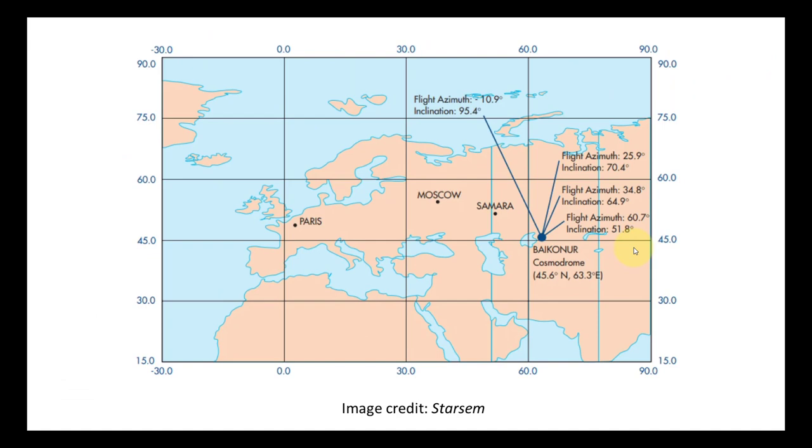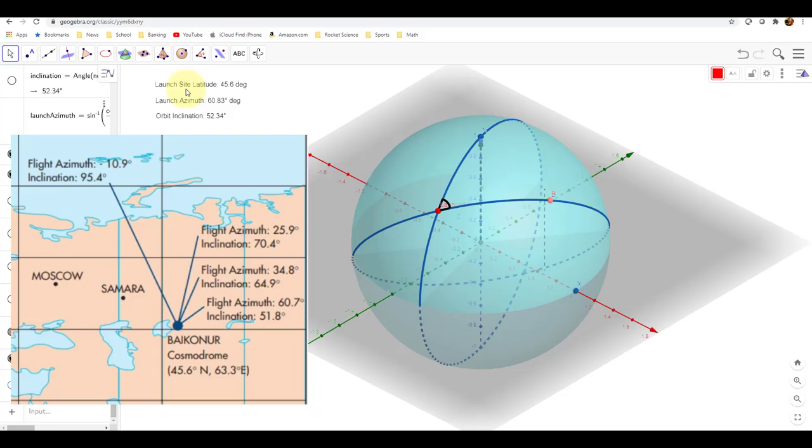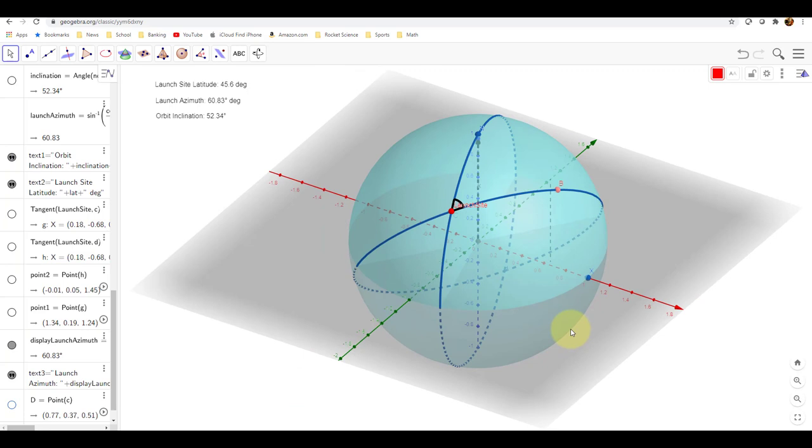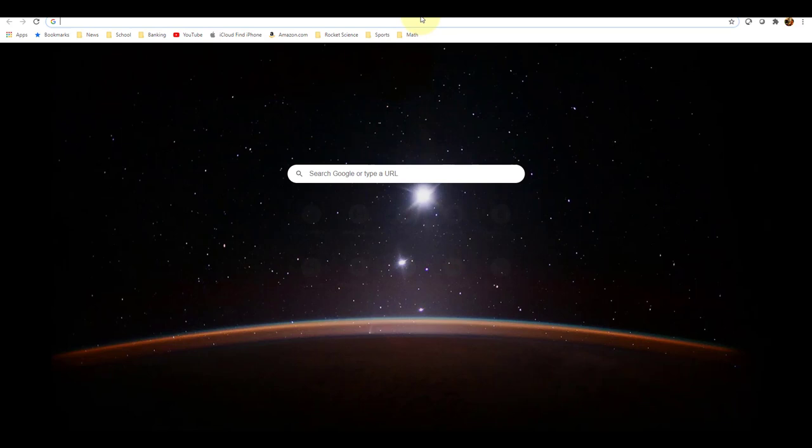So naturally, I want to check these values with my GeoGebra calculator. For example, at a launch azimuth of 60.7, we would expect an inclination of 51.8, according to StarSim. Here's an azimuth of about 60.8, and the inclination is a little bit higher, 52. Not exactly what they have on that graphic on their website. I think the reason is that my GeoGebra calculator is assuming a perfectly spherical Earth. And of course, the Earth isn't perfectly spherical, and I'm not saying it's flat. It is an oblate spheroid.